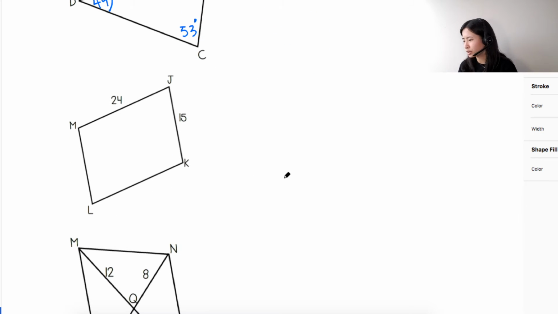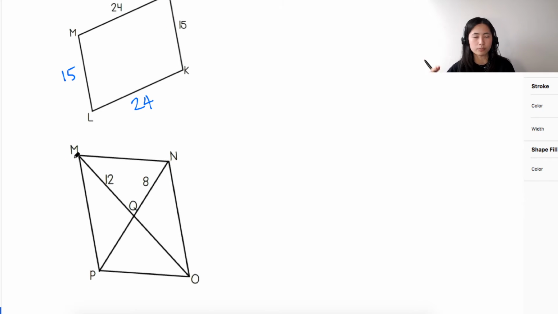I don't think this is a hard question because this is a parallelogram and we know that opposite sides are congruent. Therefore, if this is 24, this must be 24. Opposite of 15 is also 15 because it's a parallelogram. And guess what? If you're looking at a rhombus as opposed to a parallelogram, we know that a rhombus is very similar to a square, although the sides are similar.